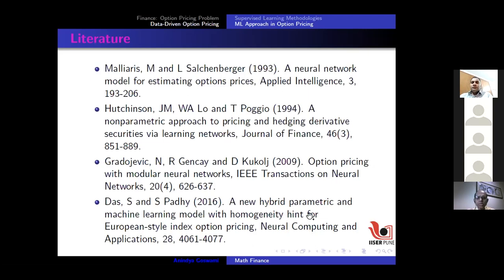Another concept is the homogeneity hint, which basically says that the option price is homogeneous of order one in stock price and strike price. That reduces the dimensionality and computational expense. So these are the things we have also explored, and we have also used the homogeneity hint, etc.